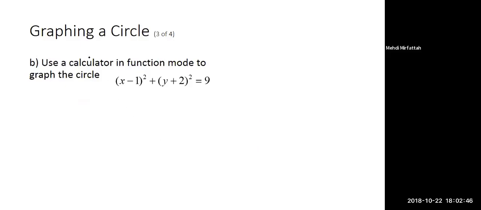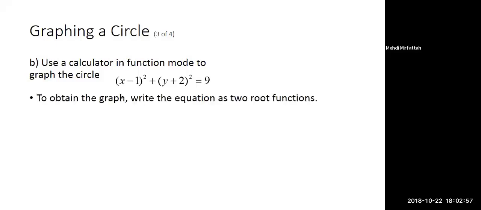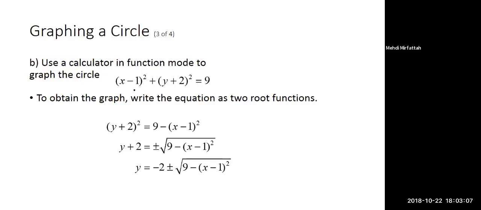When you use the calculator in function mode to graph this circle, we need to do some calculation here. We have to write the equation as two root functions to obtain the graph. Okay, how do you do that? You need to solve for y. Let's go through all the steps.